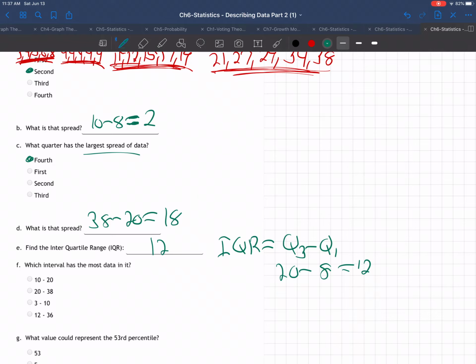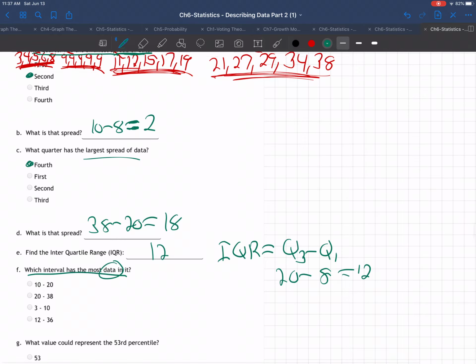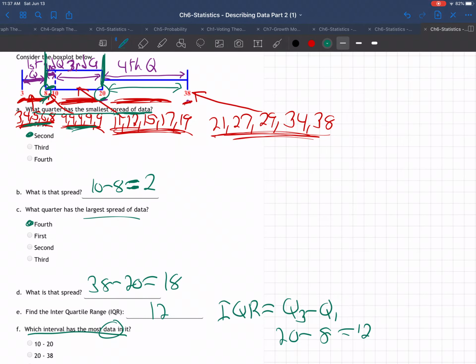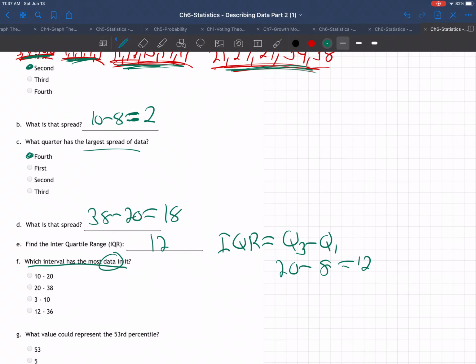And next, which interval has the most data in it? So that means the most data values. Remember, every quarter has the same amount. I said maybe there's 5 data values in each quarter. I don't know, I'm just guessing. Maybe there's 500. But the point is, every quarter has the same amount of data values, whatever that may be. They're not telling us. So now, how do we answer this question?